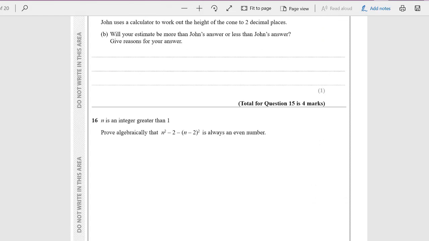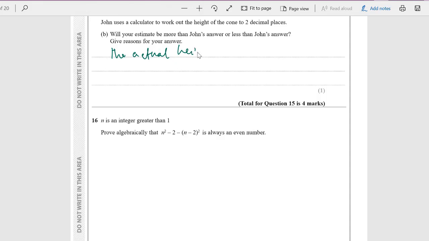For B, will your estimate, so John used a calculator to work out the height of the cone to 2 decimal places. So will your estimate be more than John's answer or less than John's answer? Give your working out. So the answer here will be that the actual, for me personally anyway, the actual height will be lower. The estimate will be more in my case. So let me write that down. And this will obviously depend on what you've done.